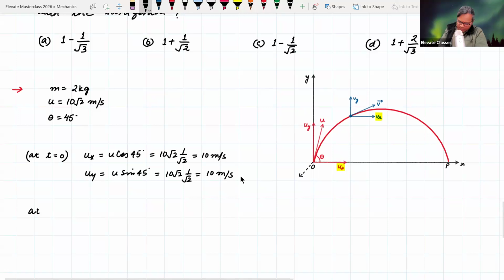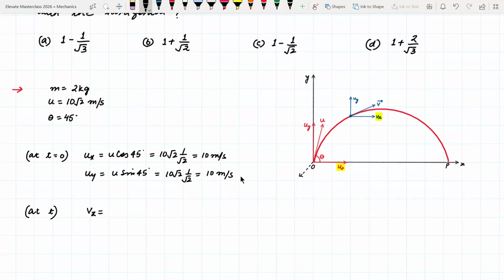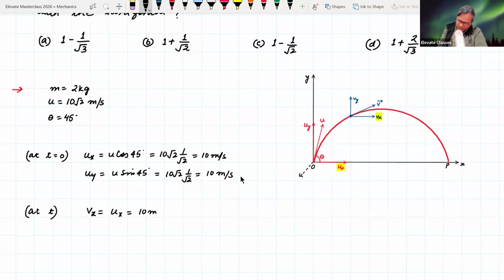At a later time t, हमें नहीं पता कि v क्या है, but vx क्या है पता है? What is vx at a later time t? vx is 10 meter per second, constant. vx is equal to ux is equal to 10 meter per second. vy क्या है हमें नहीं पता.